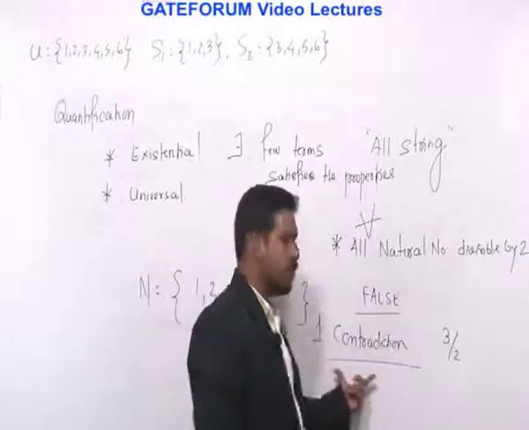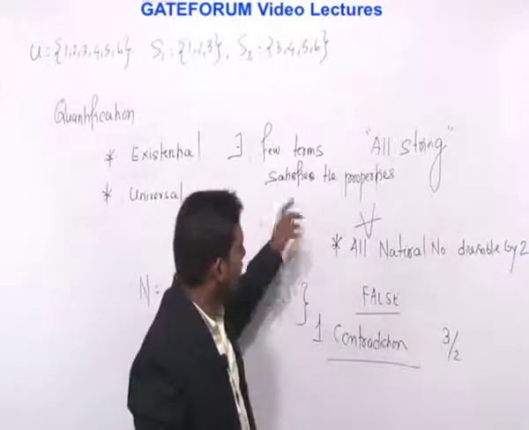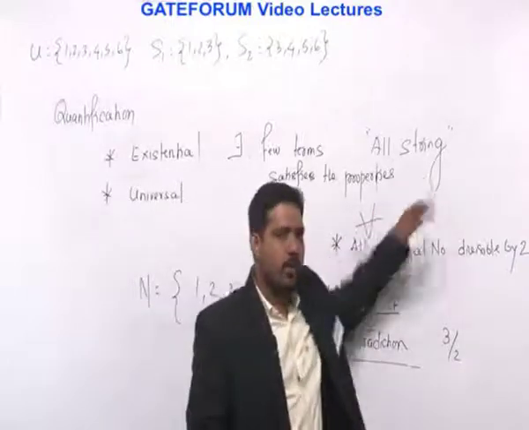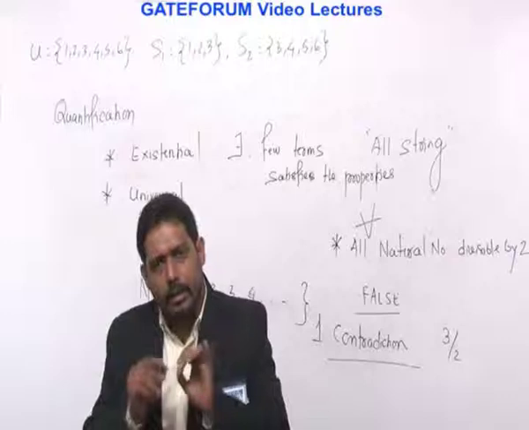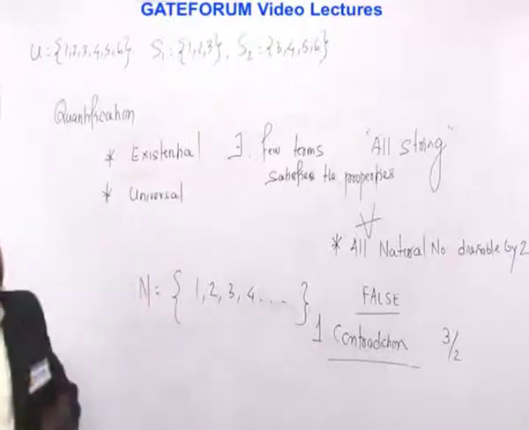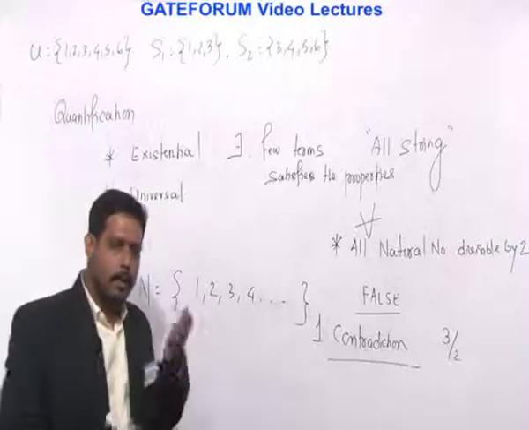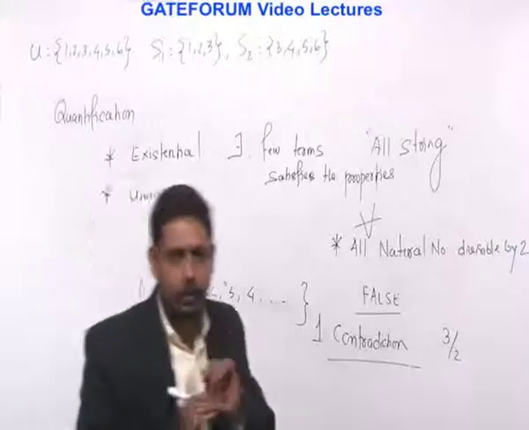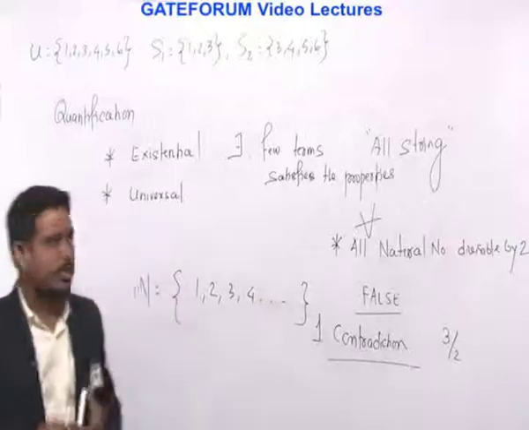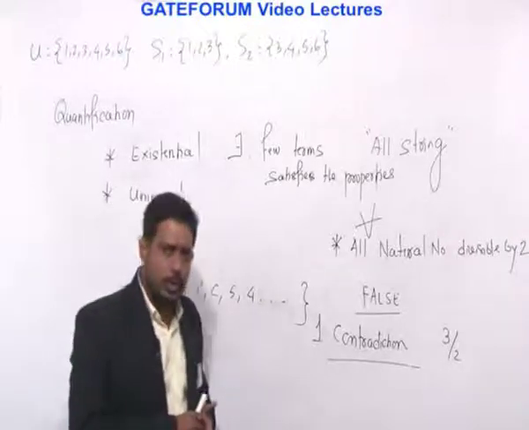Why? Because there exists one contradiction. If there is a proposition that says all strings, and I find a single string dissatisfying the condition, you can directly say that option from the GATE question is false. So yes, it is closely related with this proposition thing.